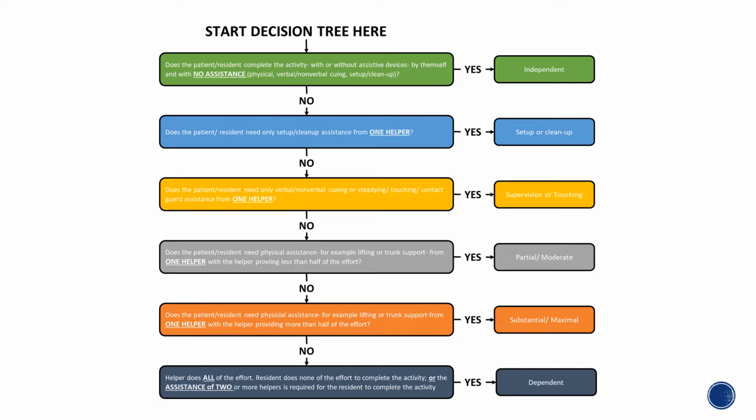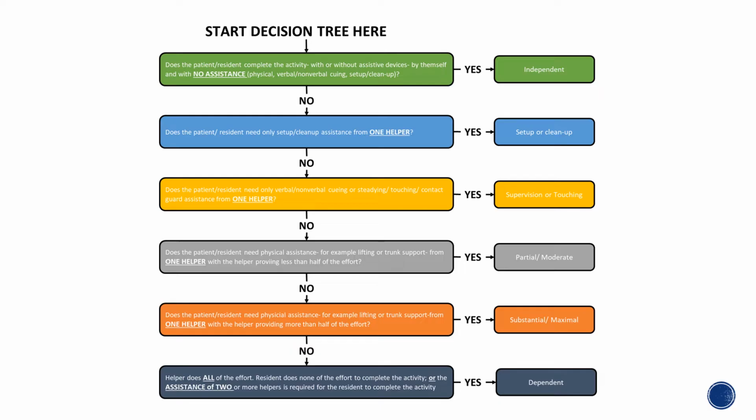CMS, or the Centers for Medicare and Medicaid Services, made a decision tree to help us code the functional ability of each ADL. To use this, you start at the top and you work your way down the tree to find what code is applicable to your patient.